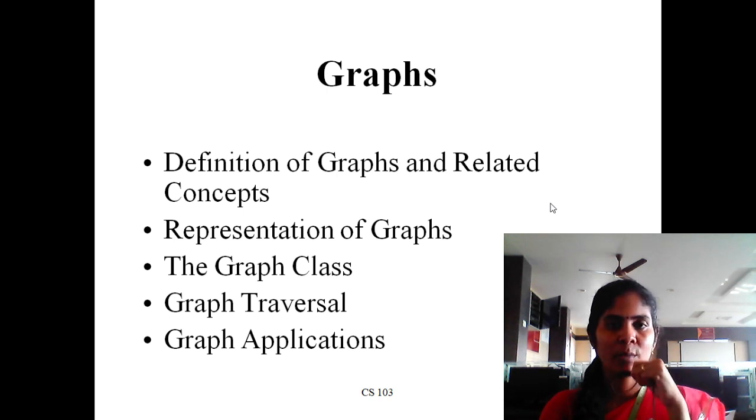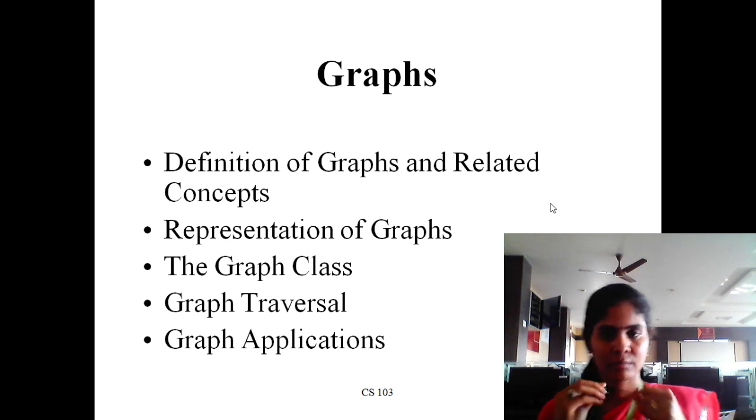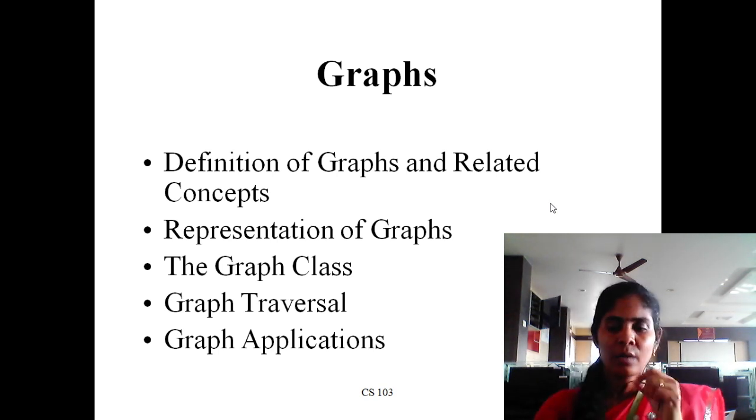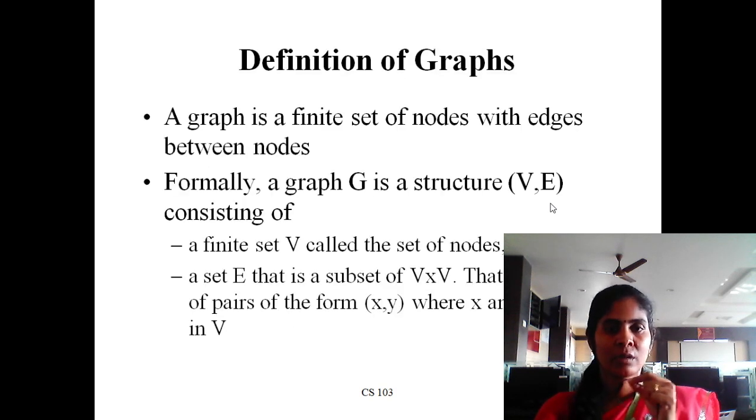Today we are going to see about graphs, which is an important and very interesting topic in data structures. We are going to start from the definition itself. Then, what is meant by a graph? A graph is a finite set of nodes with edges between the nodes.